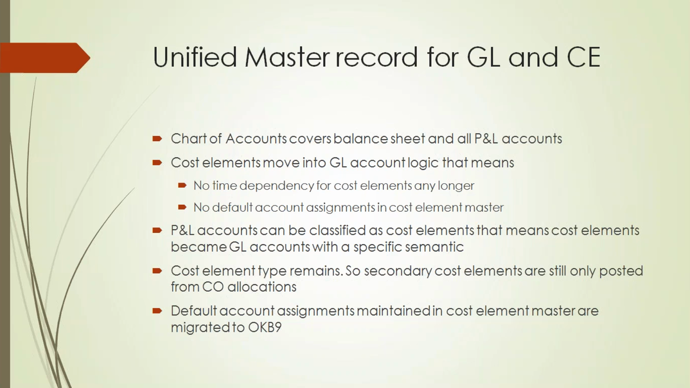The cost element type remains. So what about secondary cost elements? The postings will remain as they are. Whenever you want to post anything to the secondary cost elements, it has to be done through the CO allocations. Any questions on this in the unified master data?